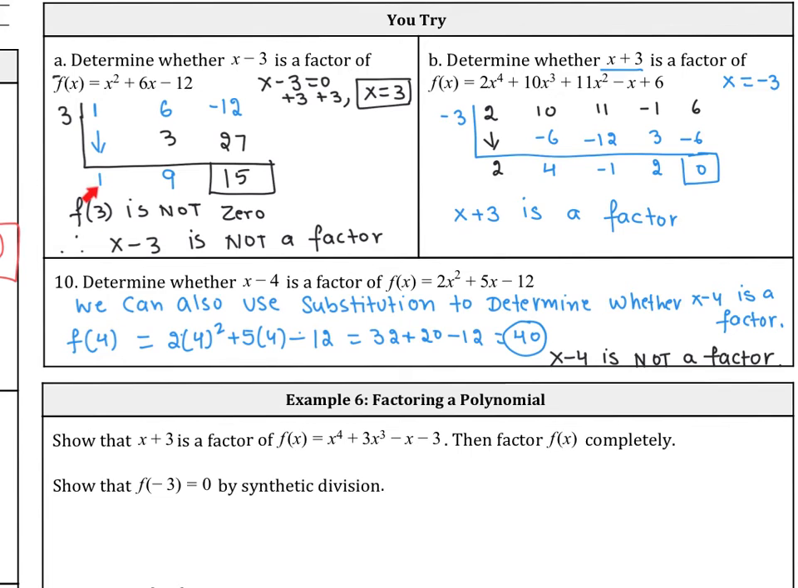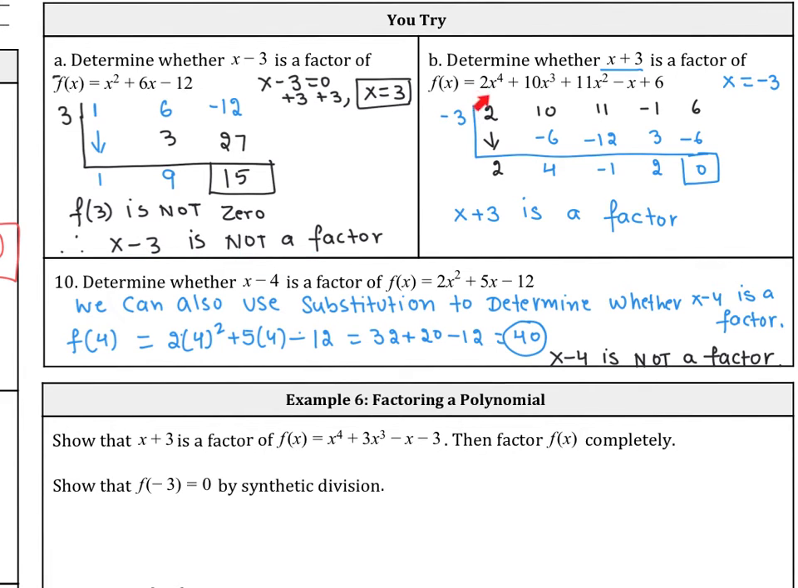You bring down the 1 as it is. 3 times 1 is 3. 6 plus 3 is 9. 9 times 3 is 27. 27 minus 12 will give you 15, which is not 0. And if f of 3 is not 0, then x minus 3 is not a factor.